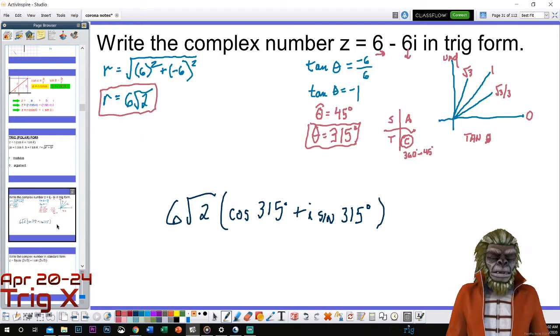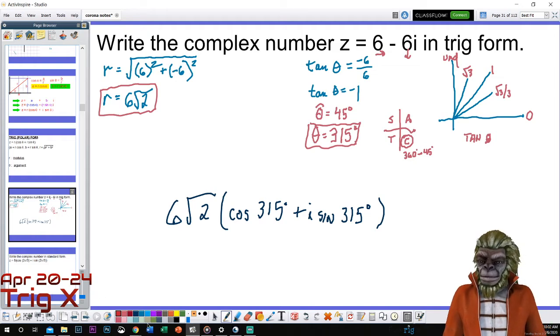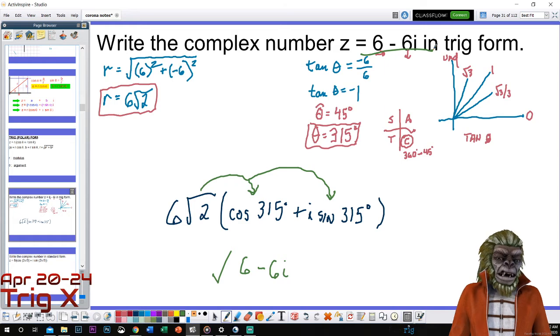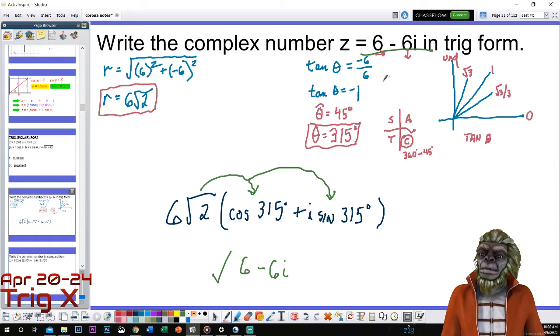Oh, I almost forgot to tell you something. If you wanted to check your answer, it is so easy to do. Bust out that calculator and multiply these through. If on your calculator you multiply 6 square root of 2 times cosine of 315, your answer will be 6. Then you do 6 square root of 2 times just sine of 315, and that answer gives you negative 6. Don't forget to write down your i. You will recognize this from right here. It will give you the same answer you started with. So it's a great idea to do that. It only takes a few seconds and the calculator does all the work.